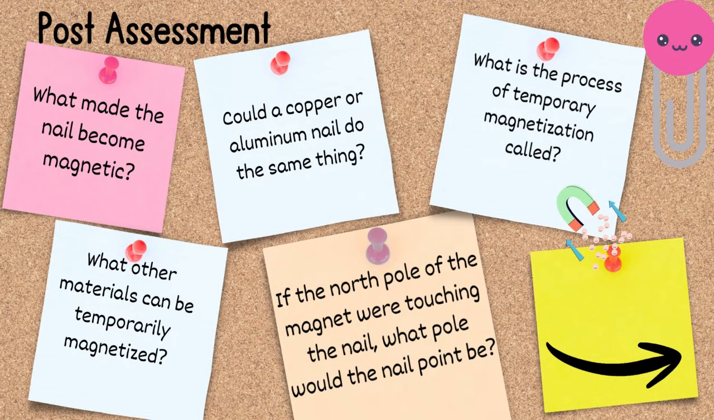My last question, what other materials can be temporarily magnetized? Brilliant. Your answer is correct. Iron, steel, nickel and cobalt can be temporarily magnetized.